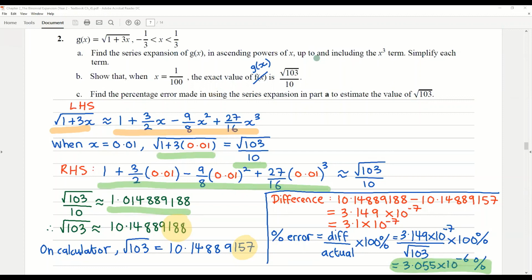Now then, that concludes the worked examples. Again, there's an exercise for you to try where you can put some of these skills into practice.